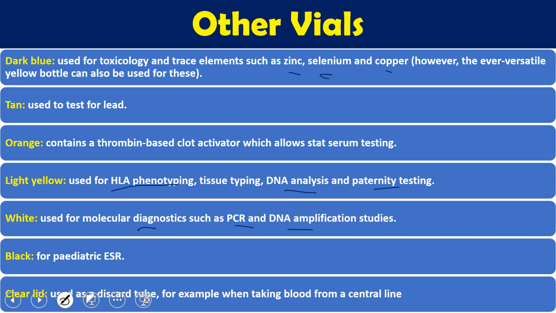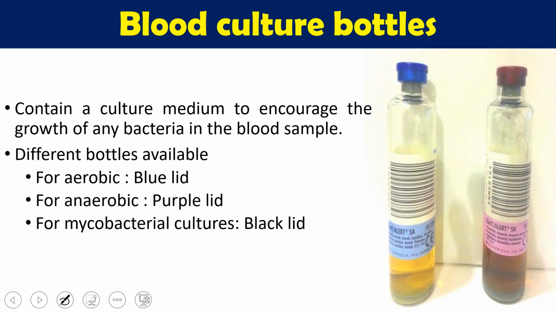Other than these blood collection vials, there are some other specific vials. One vial of such type is the blood culture bottle, whose color you can see. Here also we have a specific type of caps. This blood culture bottle contains a culture medium which encourages the growth of bacteria present in the blood samples. There are different bottles available with culture media for different types of organisms.